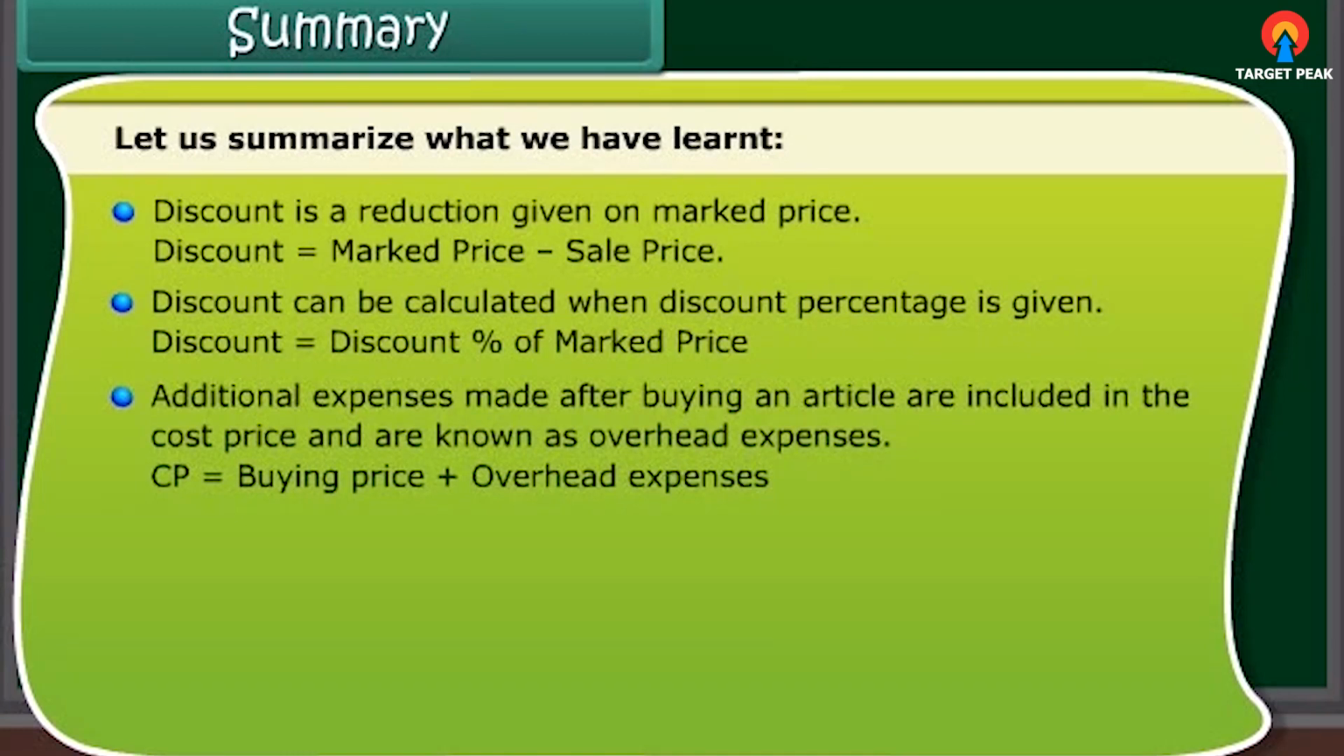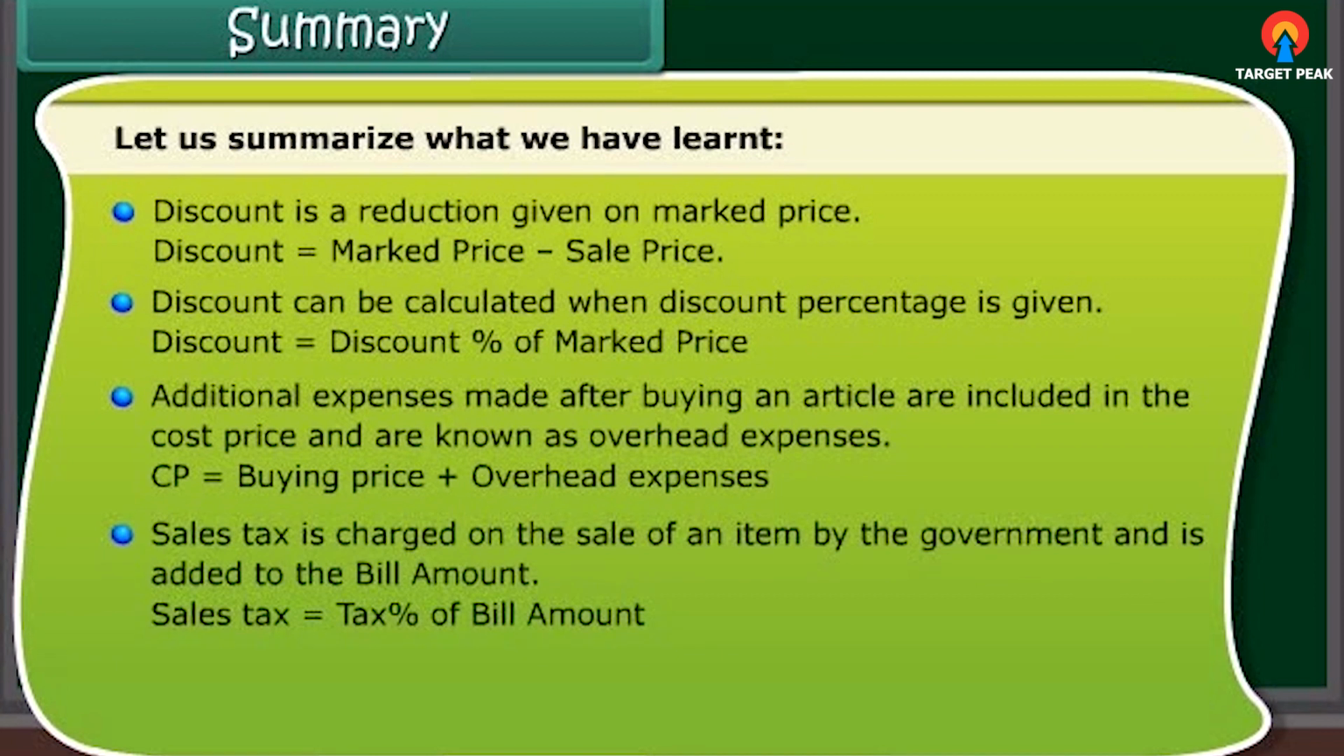Additional expenses made after buying an article are included in the cost price and are known as overhead expenses. CP = buying price + overhead expenses. Sales tax is charged on the sale of an item by the government and is added to the bill amount. Sales tax = tax percentage of bill amount.